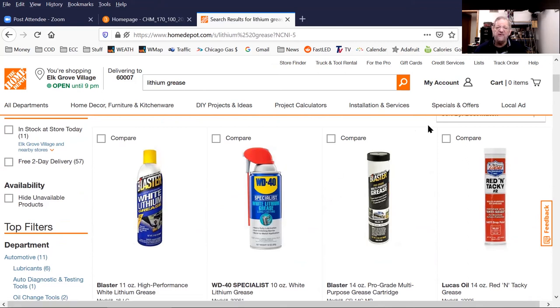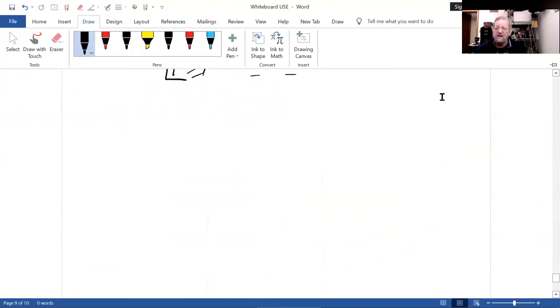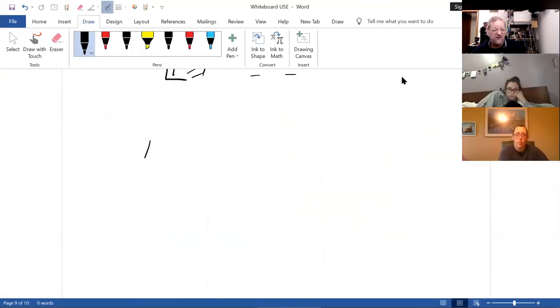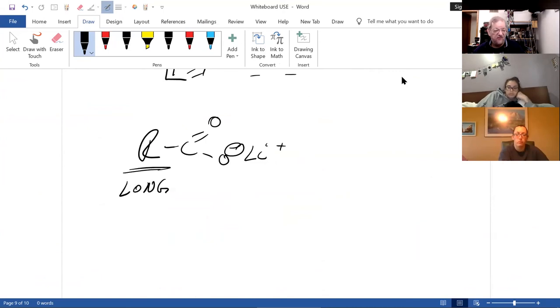And what lithium grease is, is a carboxylate anion, where R is long, lots of carbons, usually about 16 to 20 carbons, including this carbon right here. And that makes it very slippery and a good lubricant. I use it on the rollers for my garage door and a few other places and it works well.